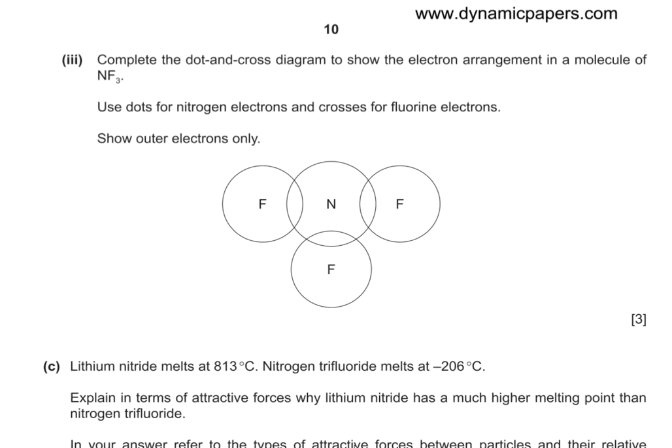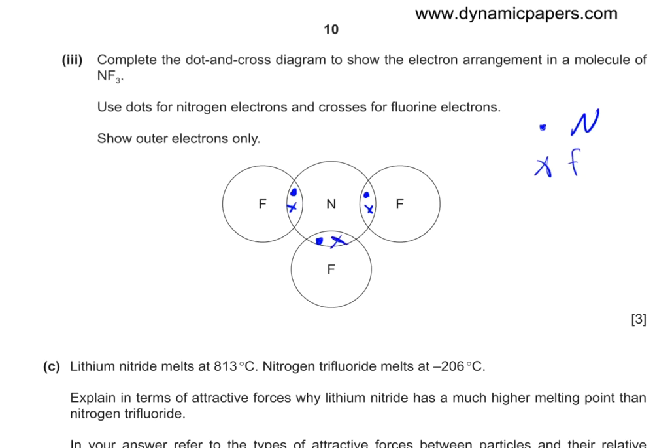Complete the dot and cross diagram to show the electron arrangement in a molecule of NF3. Use dots for nitrogen electrons and crosses for fluorine electrons. So dots for N, crosses for fluorine, and then we're going to start with filling this part. So we're going to have 1 electron from nitrogen, 1 electron from fluorine, 1 electron from nitrogen, 1 electron from fluorine, and 1 electron from nitrogen, 1 electron from fluorine.